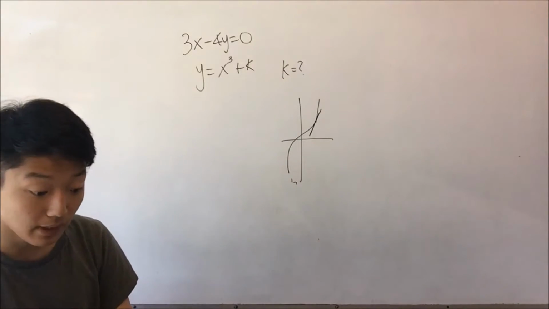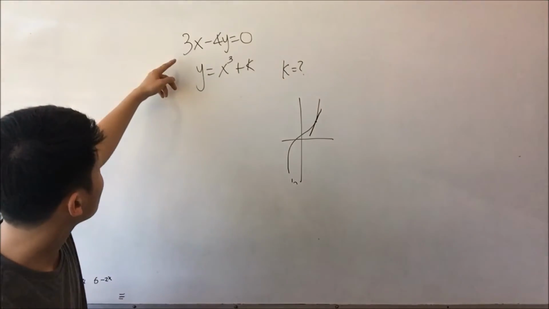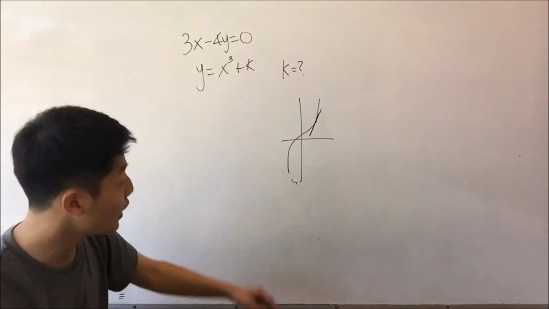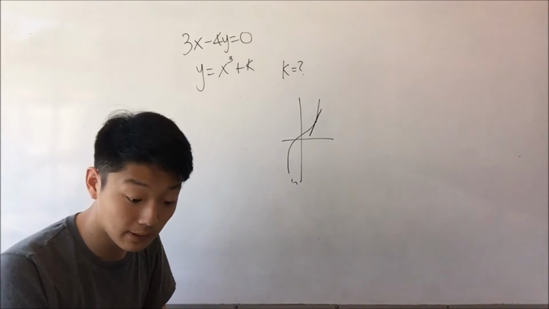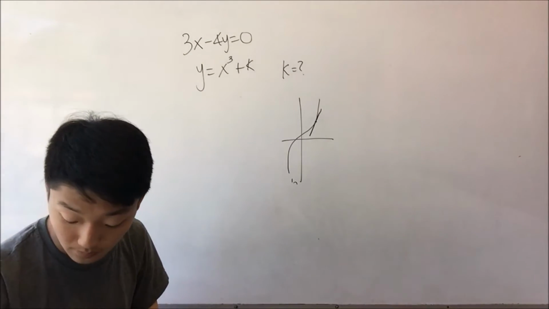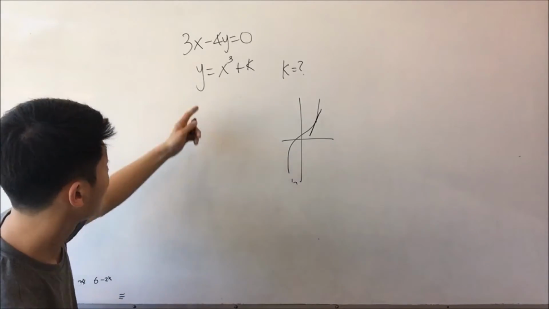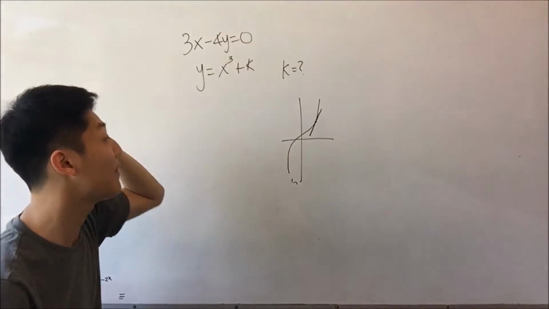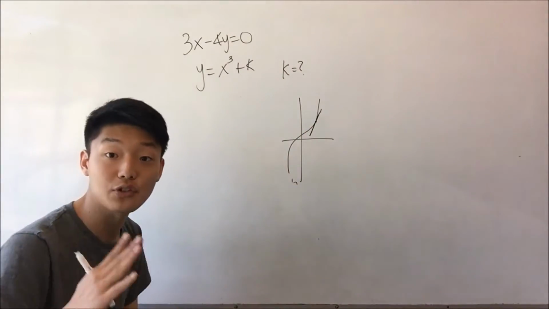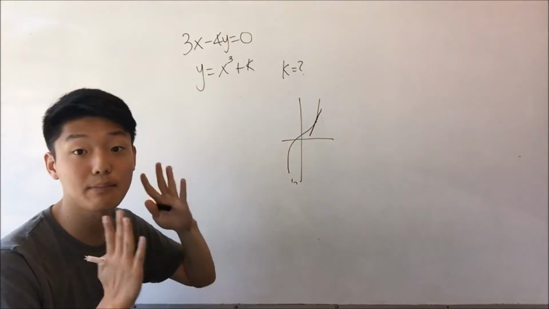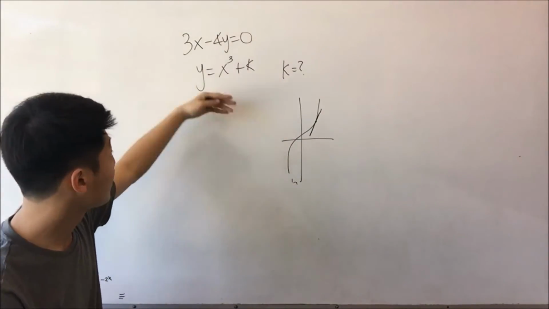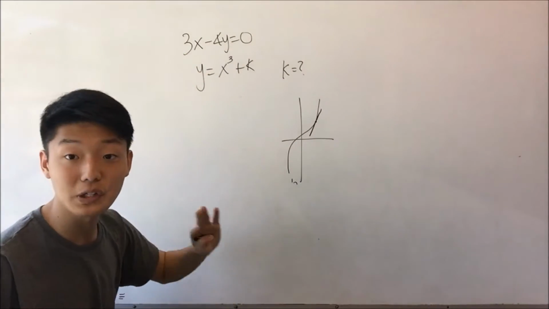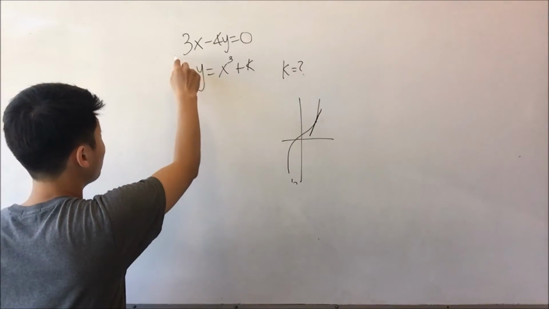Number 11. Number 11 says, if the line 3x minus 4y equal to 0 is tangent in the first quadrant to the curve y equal to x to the third plus k, then k is. So for two curves to be tangent at one point, that means at that given point we have to solve for, they have the same slope. So at the tangent point of these two curves, their slope will be the same. So let's solve for the first slope.